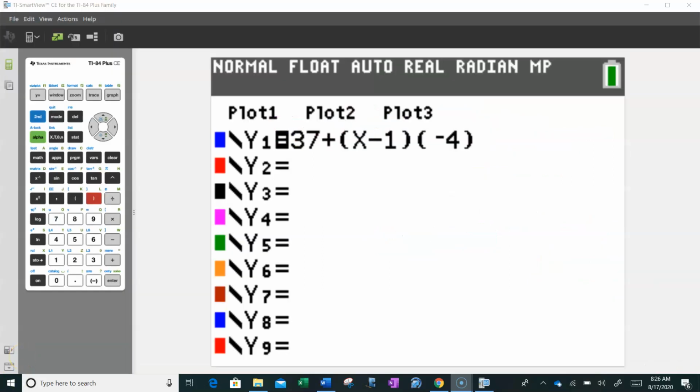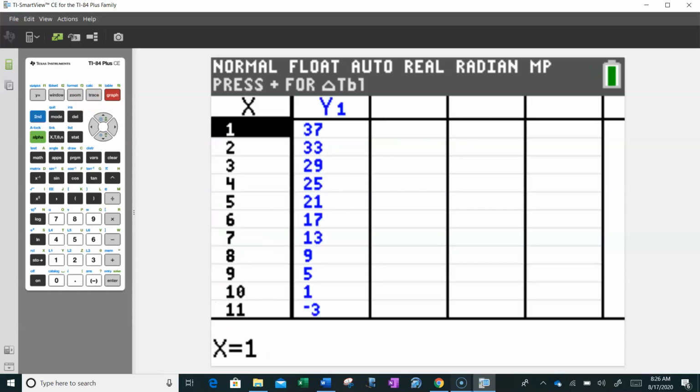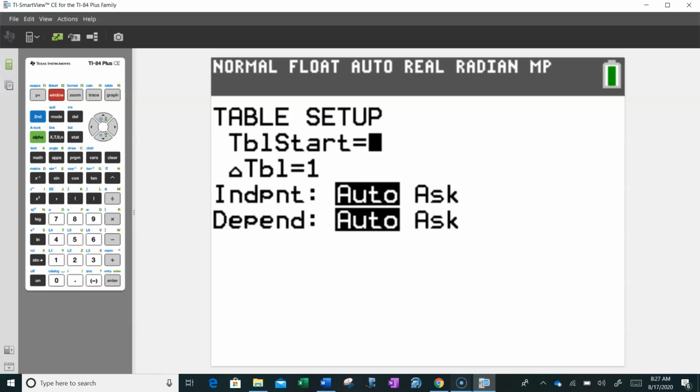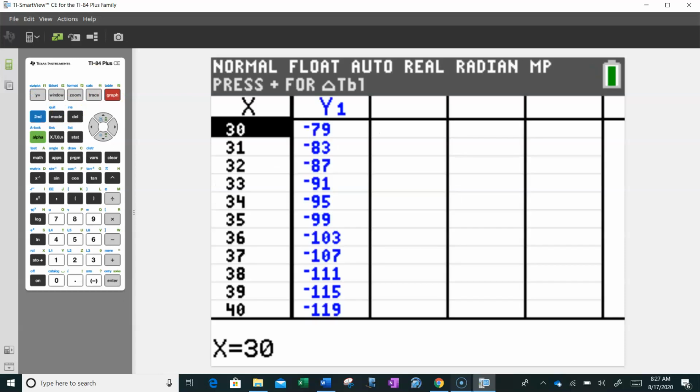So we would just go in our calculator, click y equals, type in our formula, and then all we have to do is go to our table. So second graph, go to the table, and of course we would want to look at when x is 30. Now, I don't want to scroll there all day long, so I'm going to go real quick, second window to my table setup, and I'm going to start this at 30, and then press enter, and then go back to my table so that I don't have to scroll all day long to 30, and I can look and see that the answer is negative 79.